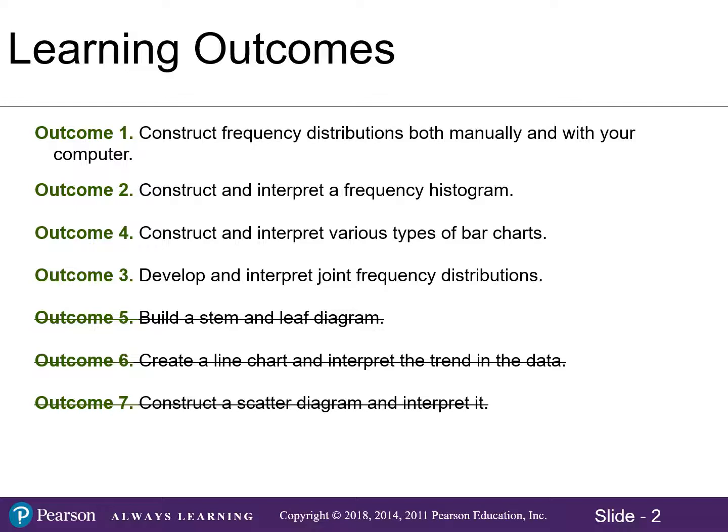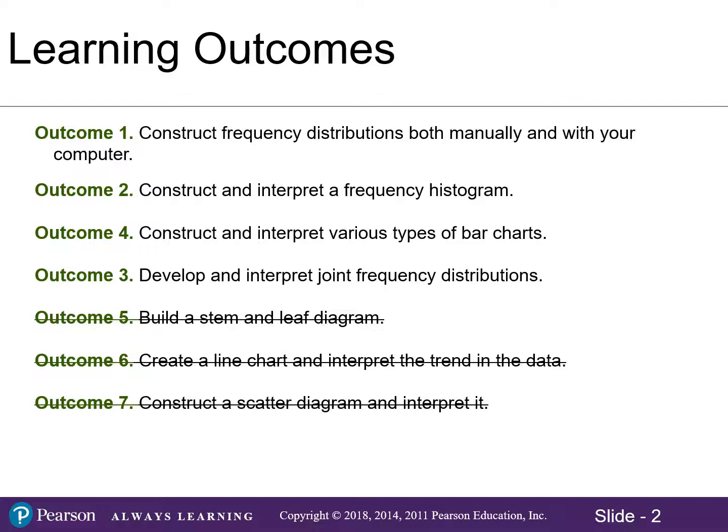Outcome 5 we've crossed out simply because stem and leaf diagrams aren't really used much anymore. They're really only appropriate for small data sets. And most modern businesses just don't use small data sets. Everything is large and in charge, and we live in the land of big data. So unfortunately, we don't really use stem and leaf plots anymore, so we're just not going to do them at all.